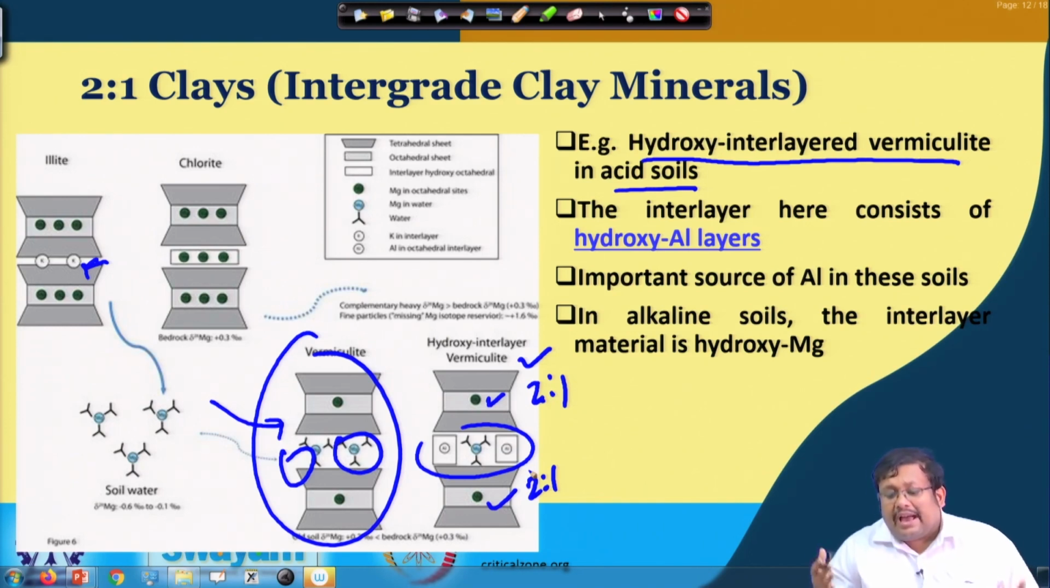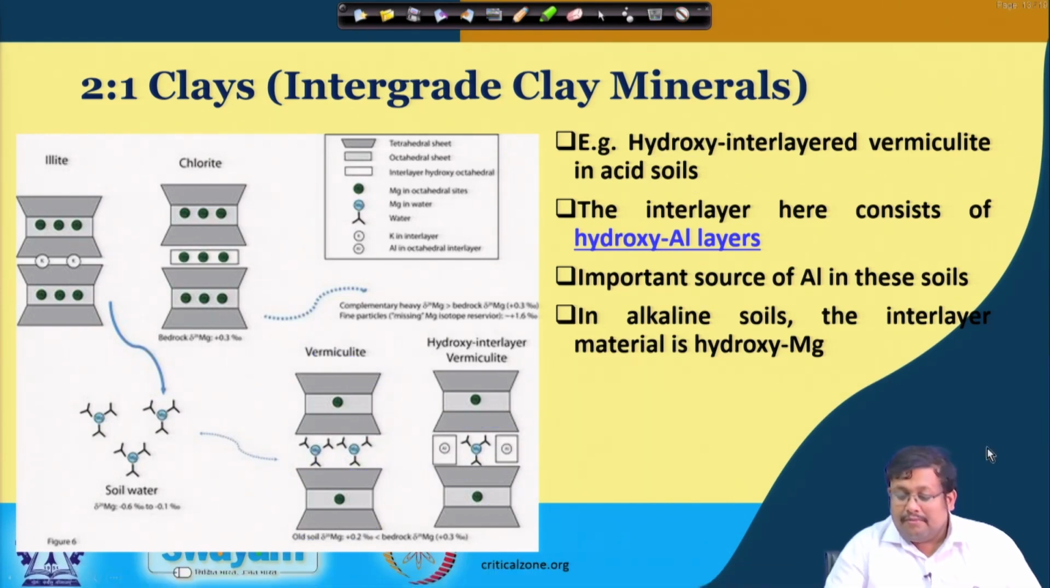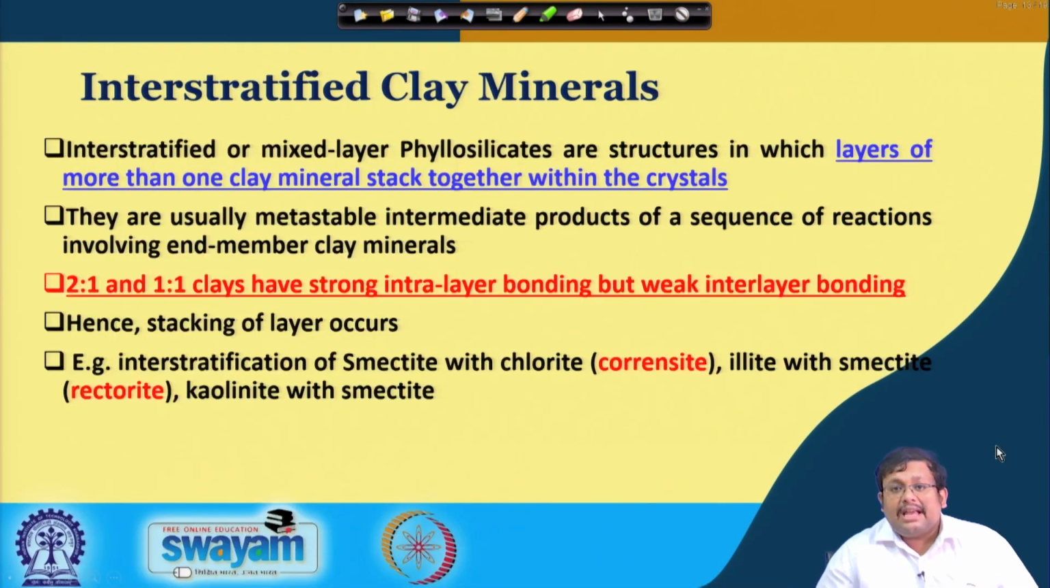So, this is an example of intergrade clay mineral. It is an important source of aluminum in these soils, and in alkaline soil the interlayer material is basically hydroxy magnesium or magnesium hydroxy layer. So, if we move ahead, let us see another type of clay mineral called interstratified clay minerals.